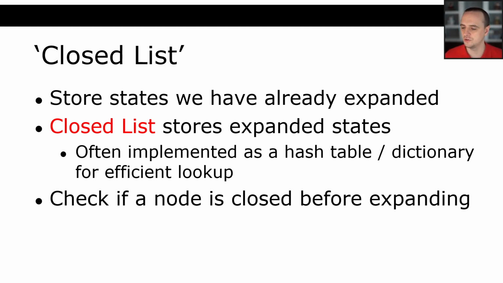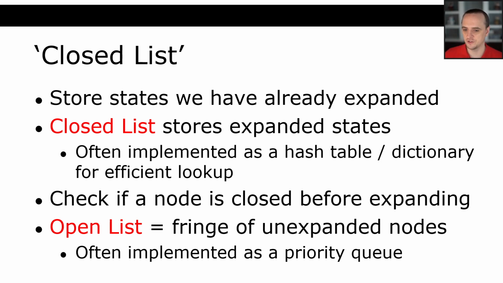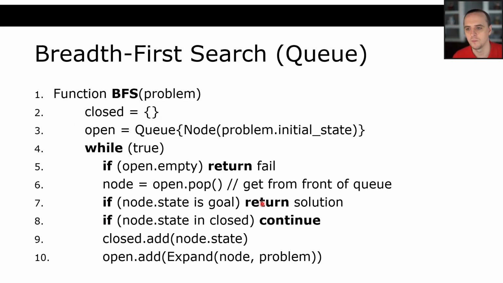So all we have to do is check to see if a node is in the closed list before we try and expand it. So the open list is the fringe of unexpanded nodes, and that's often implemented as a priority queue. And the closed list is often implemented as a hash table or a lookup, okay?